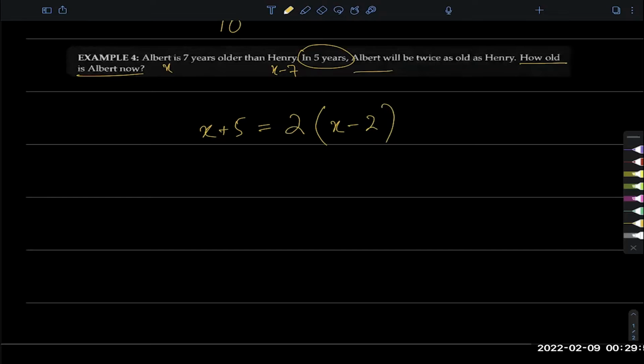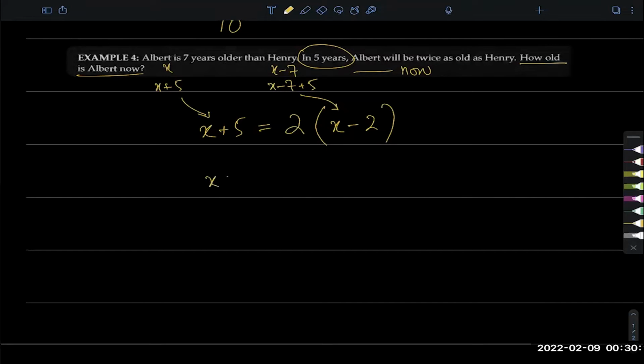Right now, so this is happening now, Albert is X, Henry is X minus 7. 5 years later, Albert is X plus 5 and Henry is X minus 7 plus 5, because they're both going to be 5 years older. So that means X plus 5 is 2 times this number.